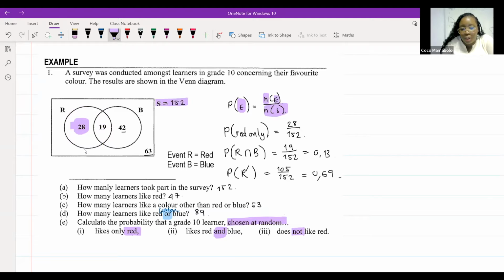Do you see how we call this part S? S is the full sample size. So the size of the full sample. I'm hoping that answered your question, Michelle.